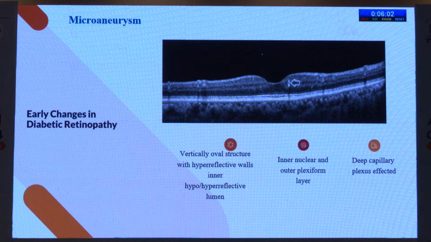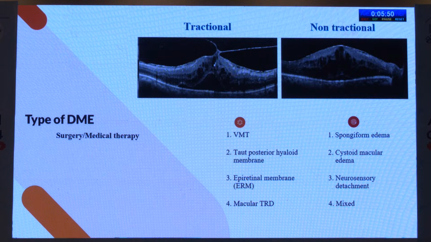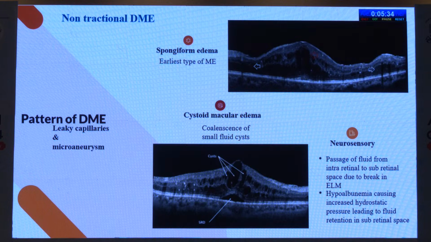In OCT, how does it look? It is a hyperreflective vertical oval structure with a hyper or hyporeflective lumen, present in the inner nuclear and outer plexiform layers, and their presence simply indicates there is some insult to the deep capillary plexus. Then the type of DME: it could be tractional, where you can see the deformation of the retinal surface, and it is again classified as VMT, taut posterior hyaloid membrane, epiretinal membrane, macular TRD. Non-tractional could be spongiform edema, cystoid macular edema, neurosensory detachment, and mixed kind.